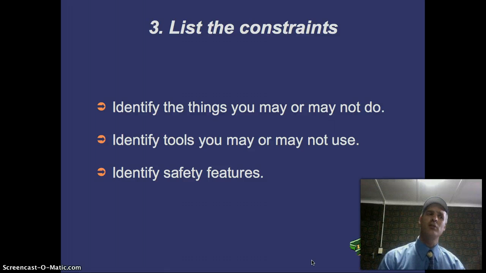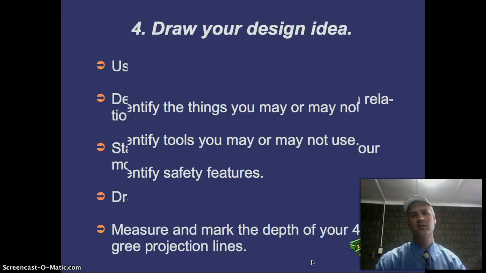When you're putting up a cell phone tower, what may you do? And what may you not do as well? What are the important things you have to remember when you're putting up a tower? Identify tools you may or may not use when you're doing this, and identify safety features. All cell phone towers have to adhere to certain safety features. What are the important safety features that will help you as far as the do's and the do nots is concerned? With this number 3, list the constraints.